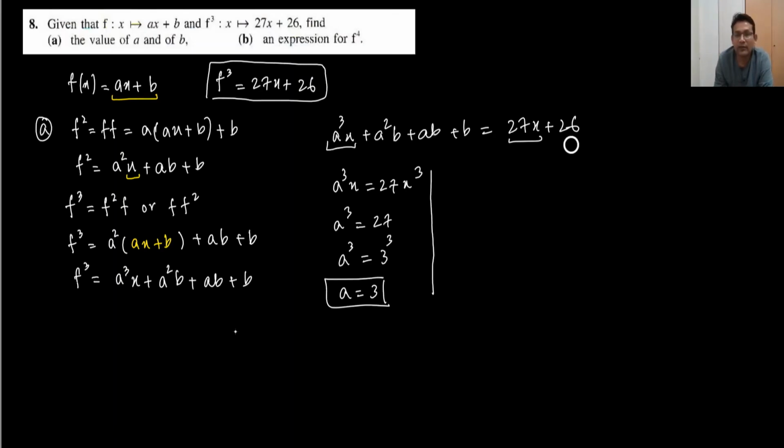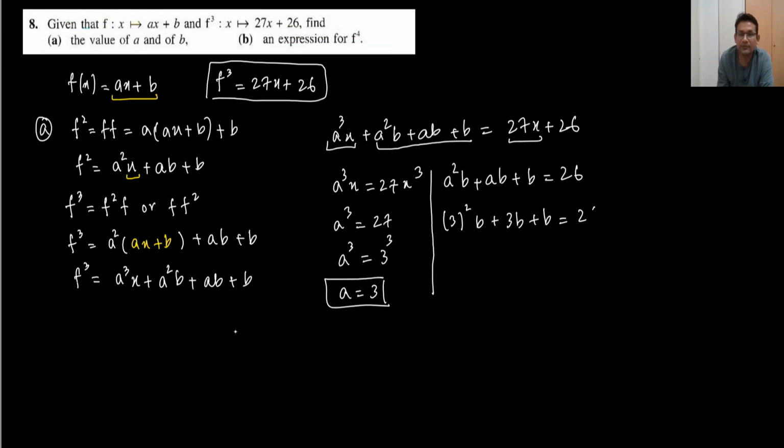Now, when you want to find the value of b, you have to use this value, a square b plus ab plus b, because this is constant, is equal to 26. When you know the value of a is 3, 9b plus 3b plus b is equal to 26.